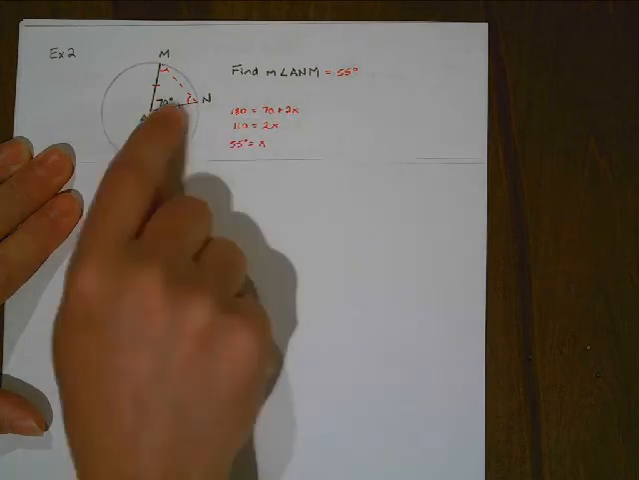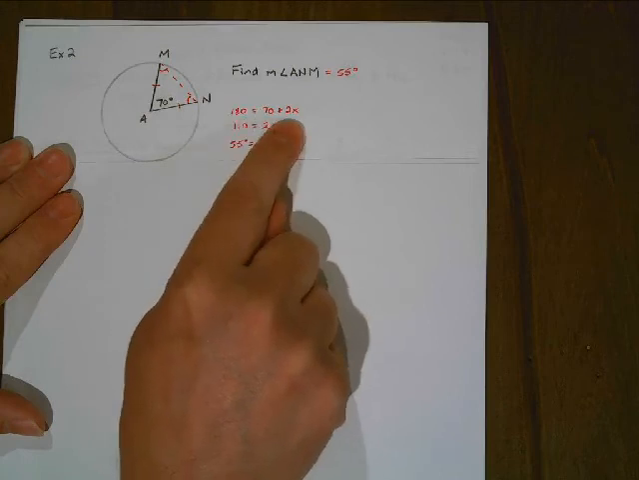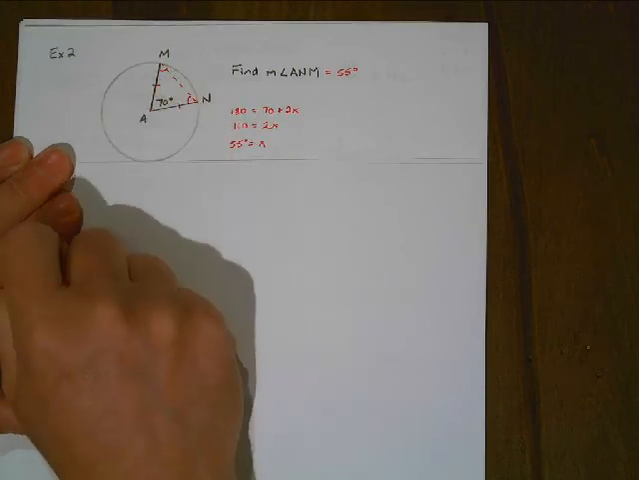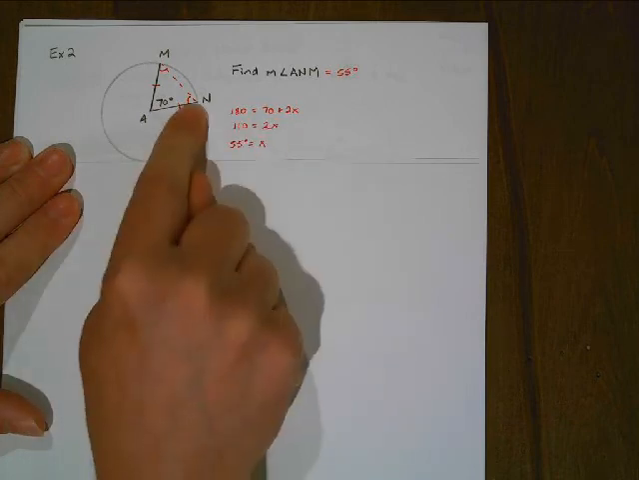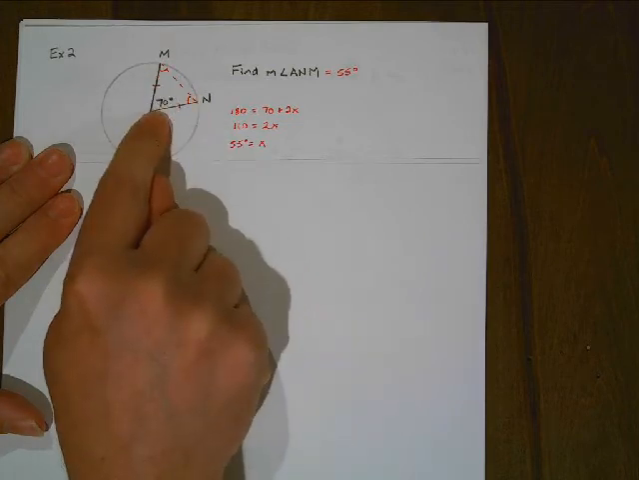So I just called those two angles x because they're the same, and I said 180 equals 70 plus 2x. Because in a triangle, all the angles have to equal 180. And I subtracted 70, divided by 2, and that means that angle has to be 55. So this is 55, 55, and 70 in that triangle.